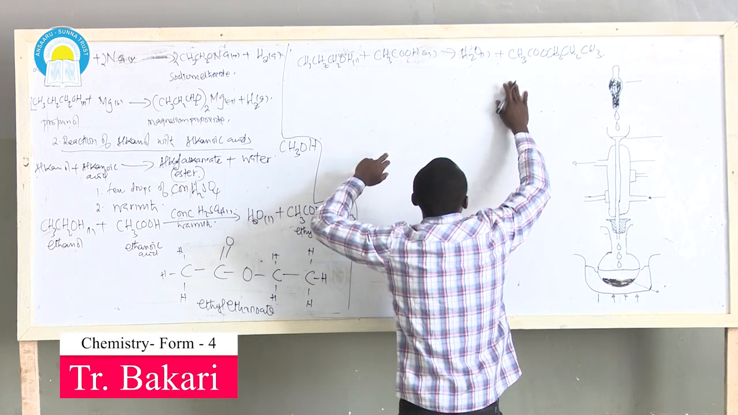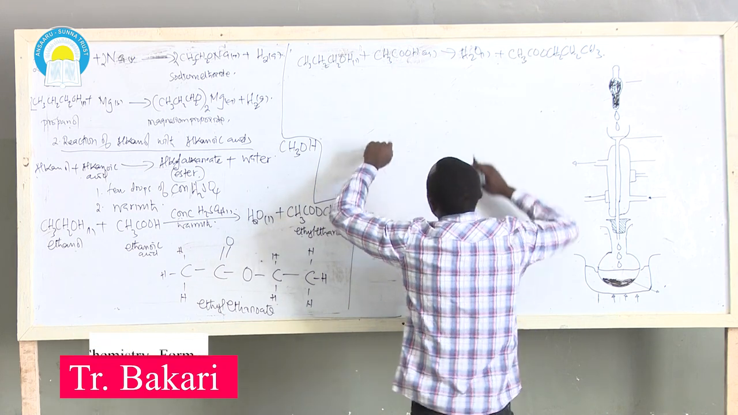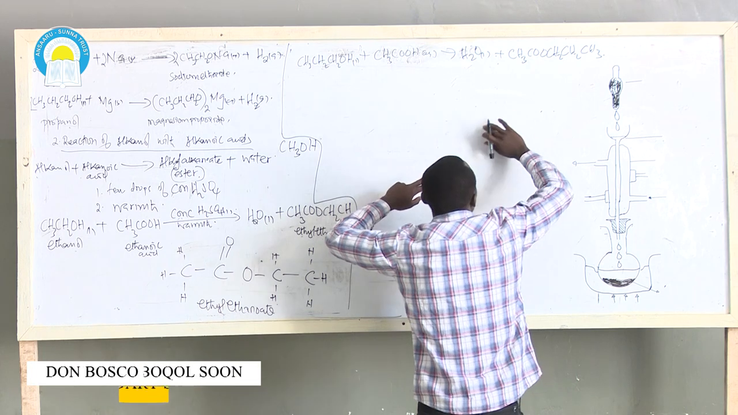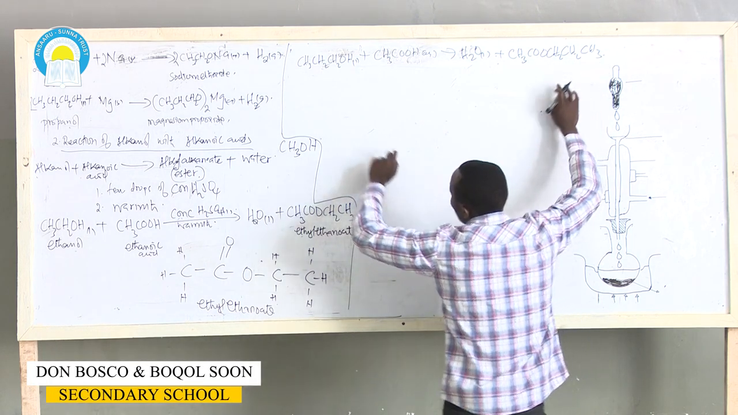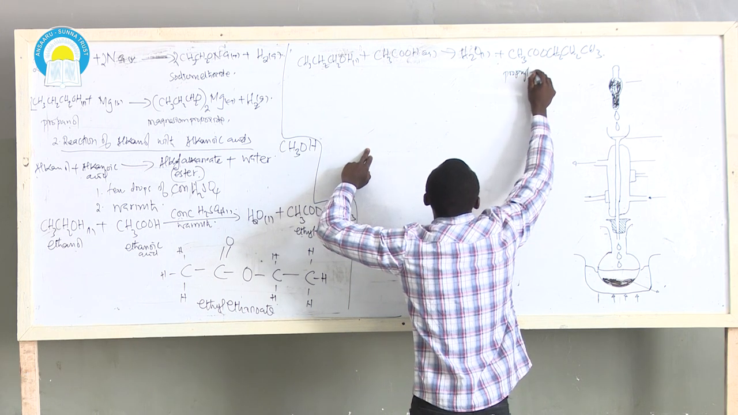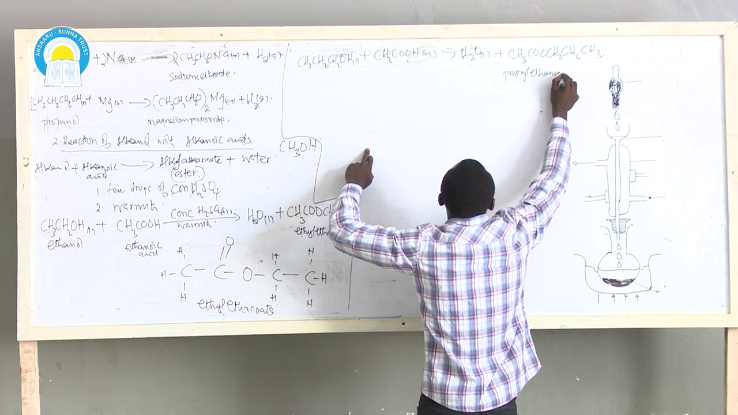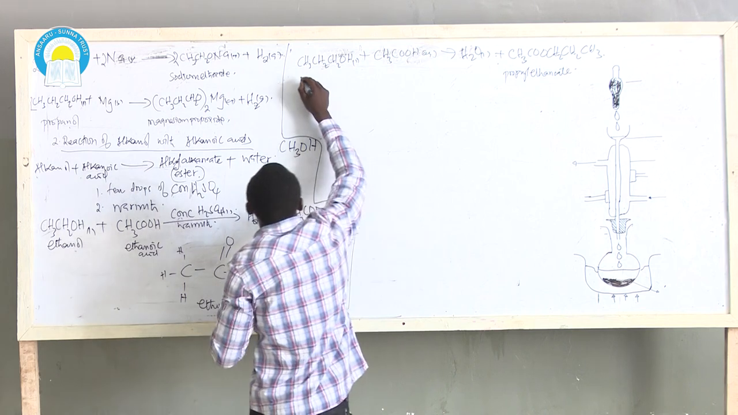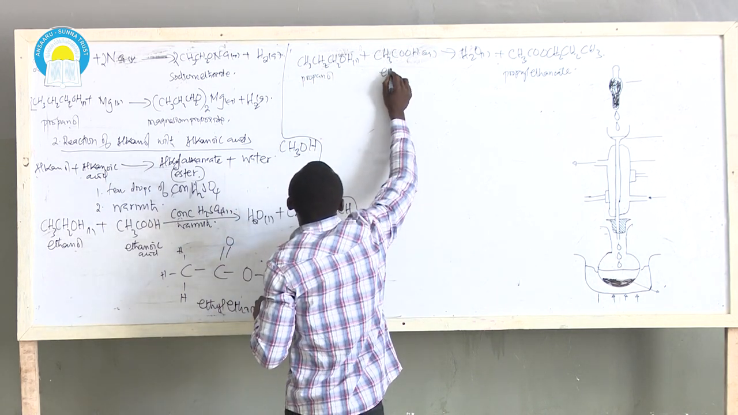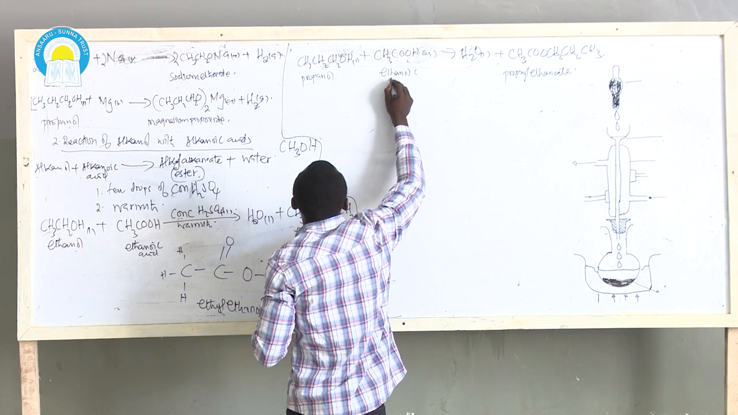So we name this one here. This one is the alkanoate from the organic acid, giving us ethanoate. And this one is propyl from propanol. So we get propyl ethanoate. Propyl ethanoate. This one is propanol. This one is ethanoic acid.